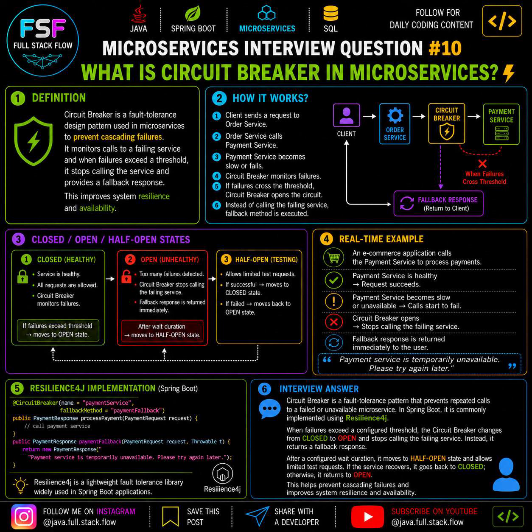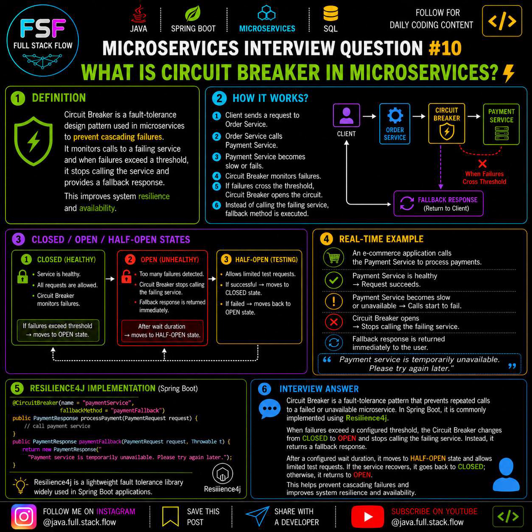Next, how does circuit breaker work? Step number 1 is client sends request. Client sends a request to the order service. For example, user places an order and he wants to make payment. Step number 2 is order service calls payment service. Order service needs payment service to process the payment. The request goes through the circuit breaker. The flow is client to order service to circuit breaker, and then payment service.